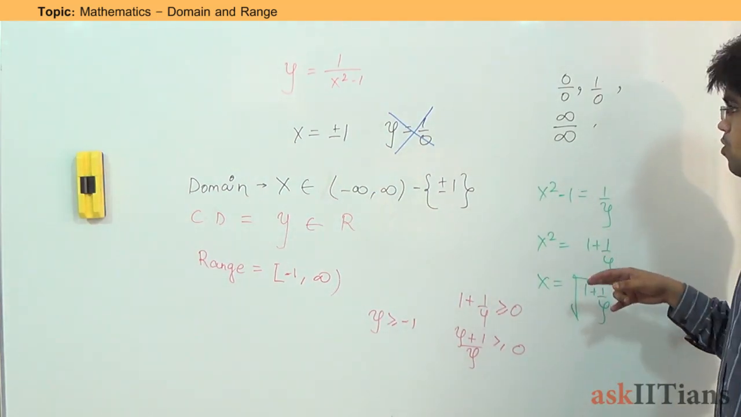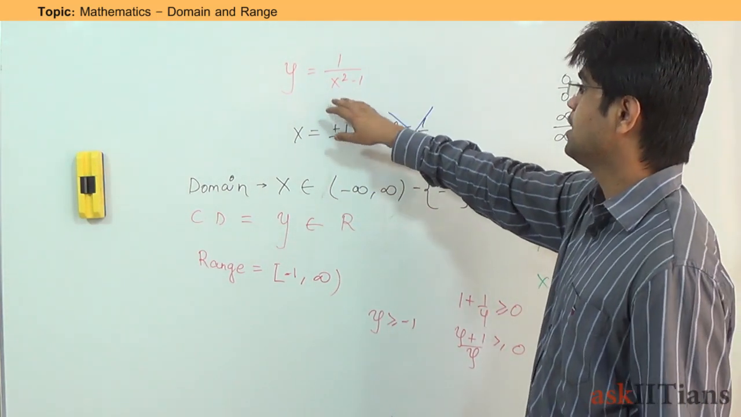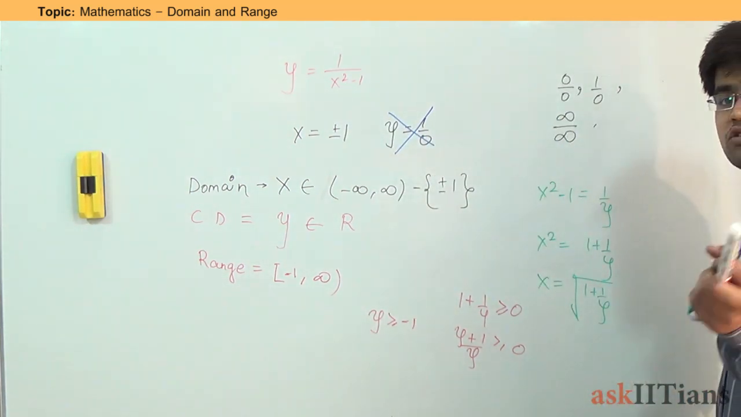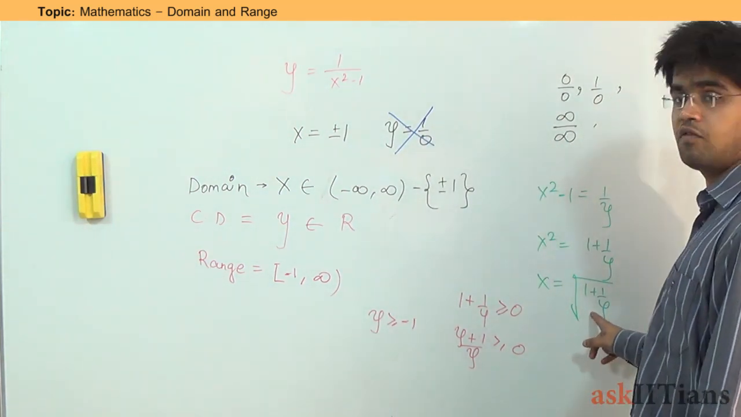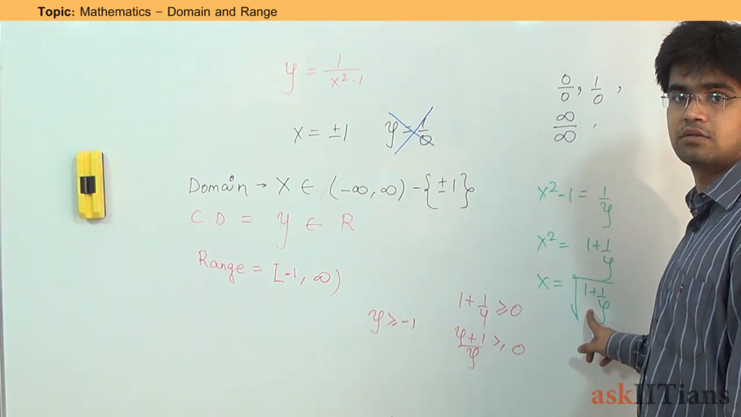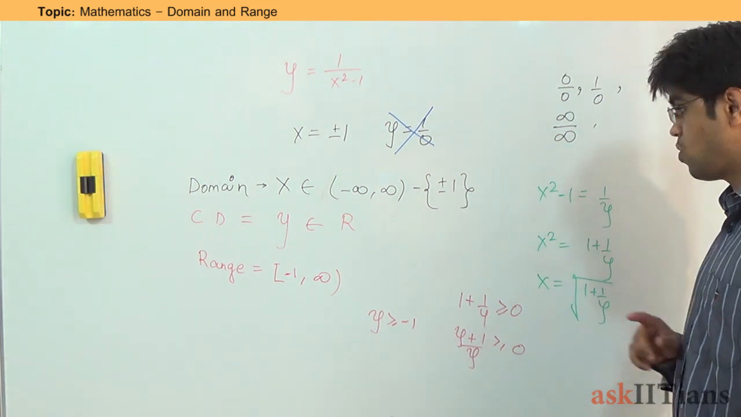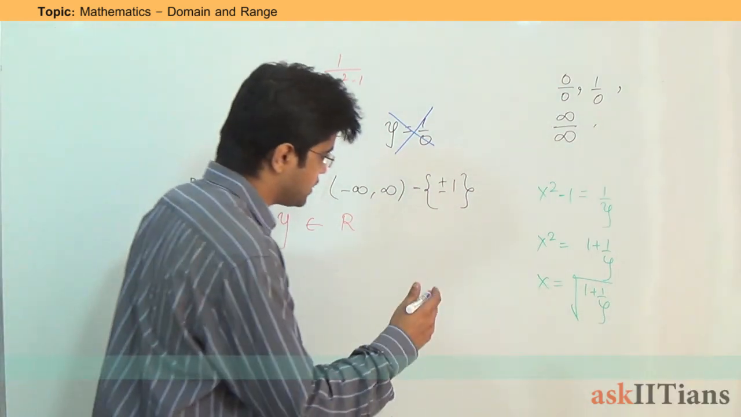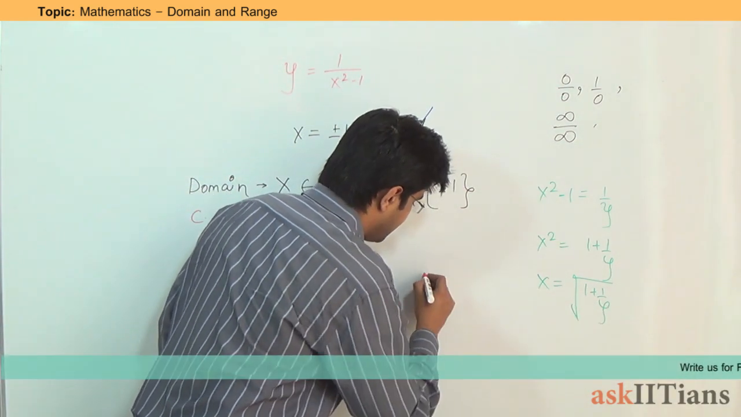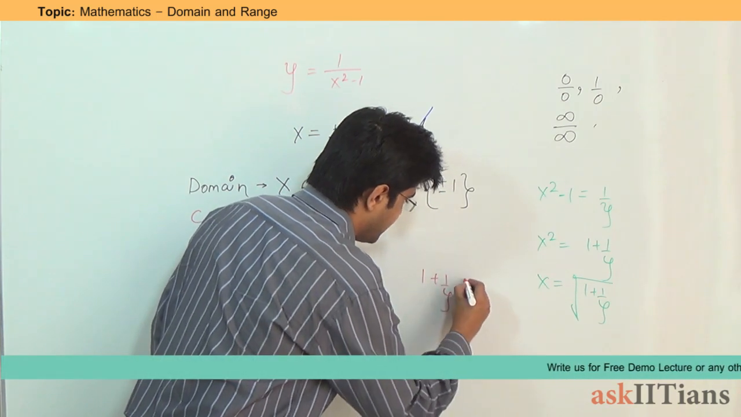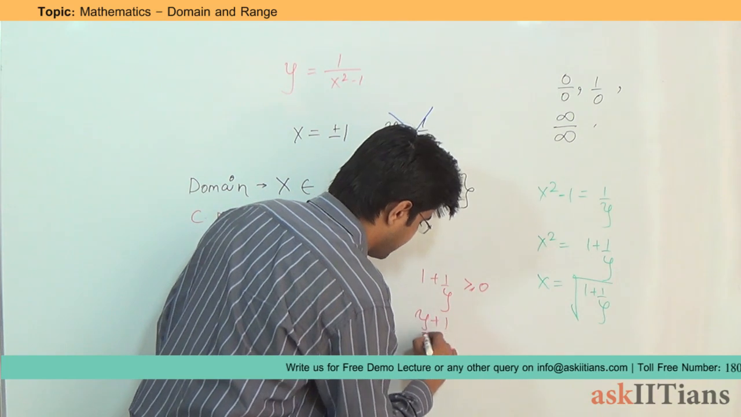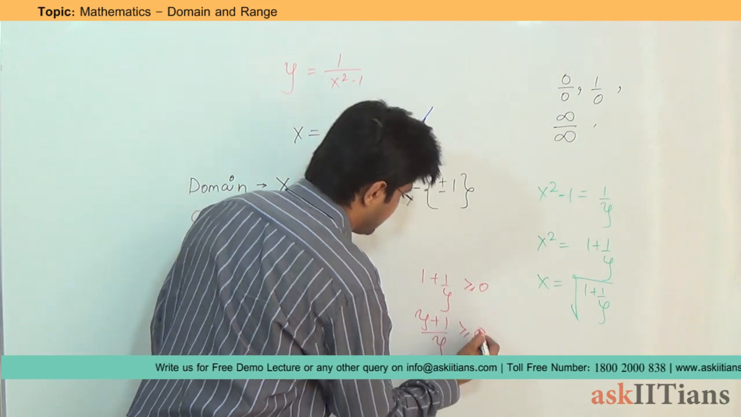If you want to find out what are the acceptable values of x, try putting values of x here. If you are trying to find out the acceptable values of y, try putting values of y here. That's it. Now, if you see this, then 1 plus 1 upon y has to be greater than or equal to 0. That means y plus 1 divided by y has to be greater than or equal to 0.